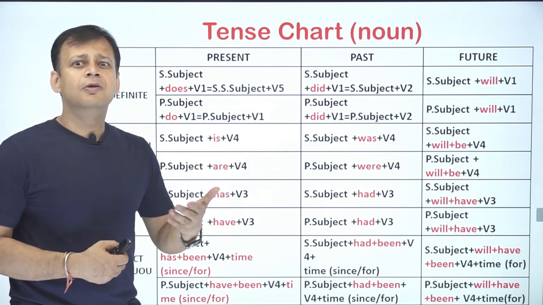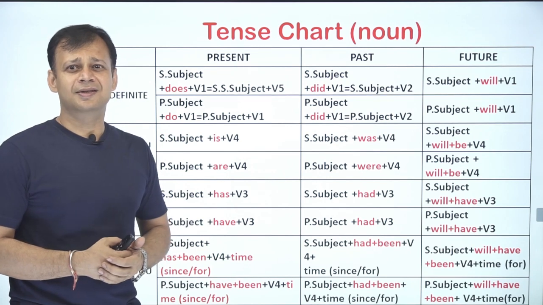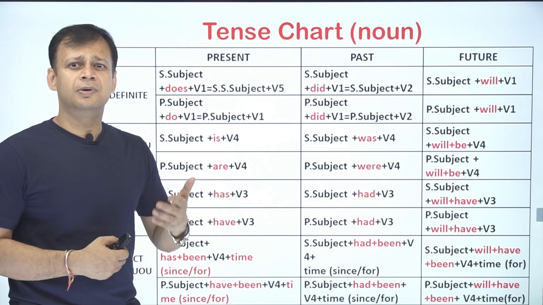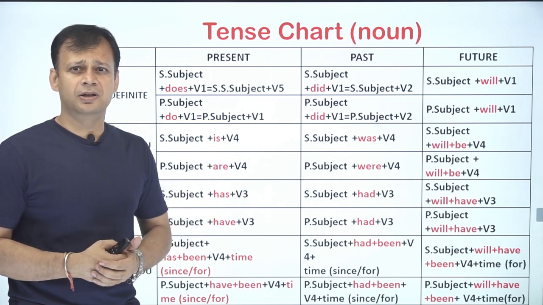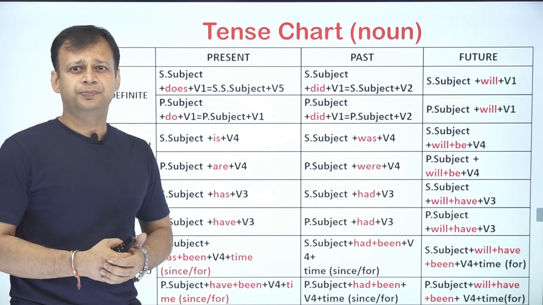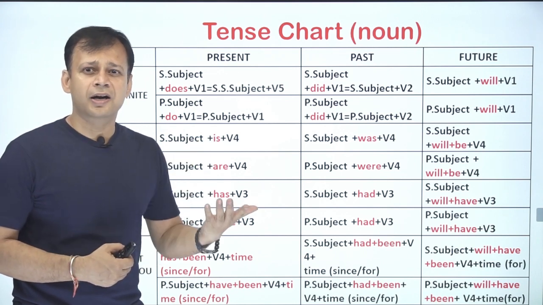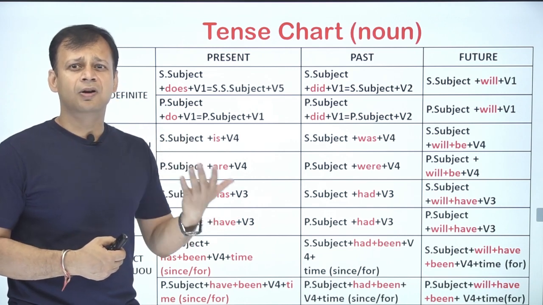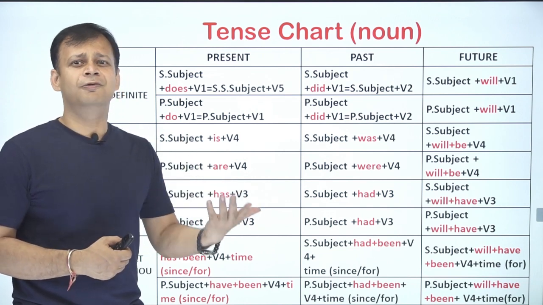Bird will fly. Positive sentence. Negative, bird will not fly. Interrogative, will bird fly? Interrogative, will bird not fly? Now let us have a look at future continuous. Bird will be flying. Bird will not be flying. Will bird be flying? Will bird not be flying?